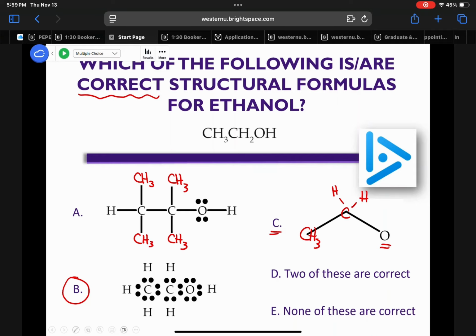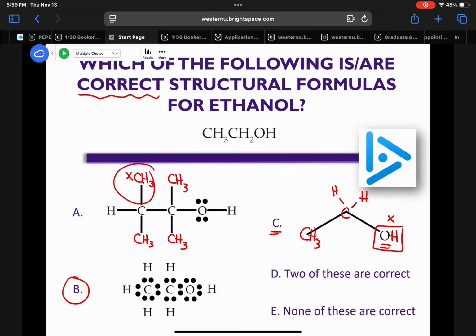Hydrogens are implied on carbons, they're not implied on anything else. If the hydrogen is connected to an oxygen or a nitrogen or a sulfur or anything else, we must write that in. So the problem here is that there is not an OH here. So this is what's wrong with this one, and this is what's wrong with this one.